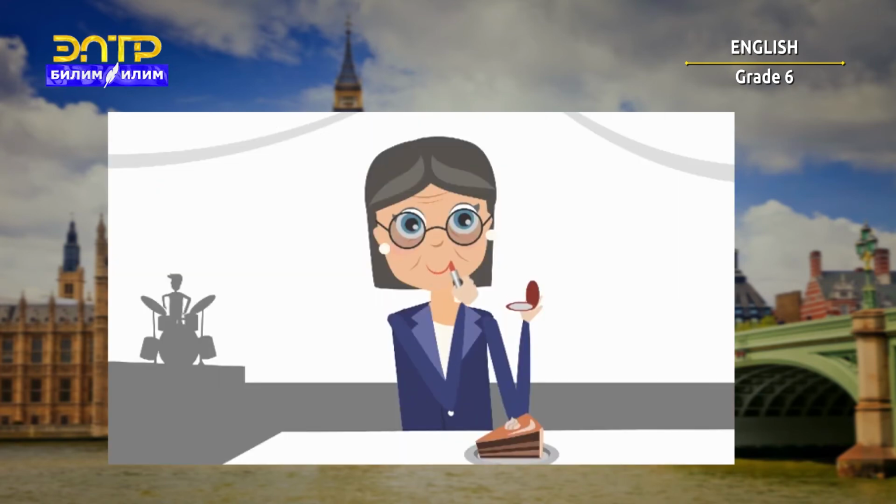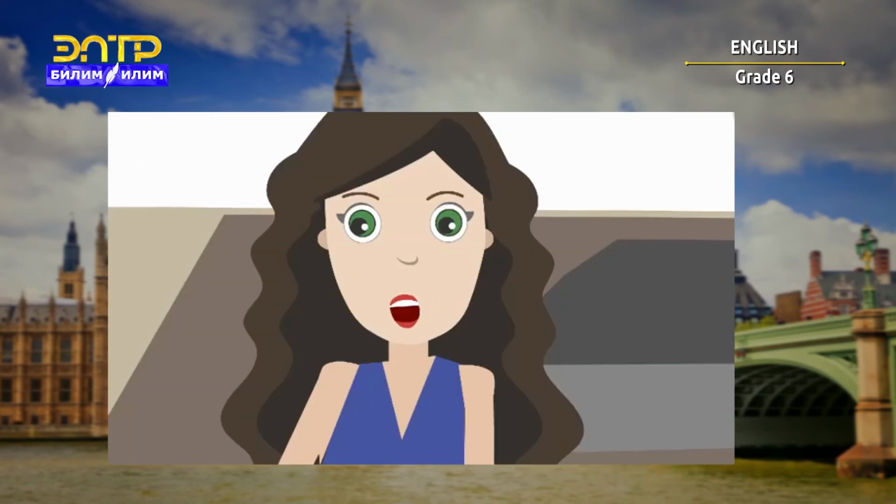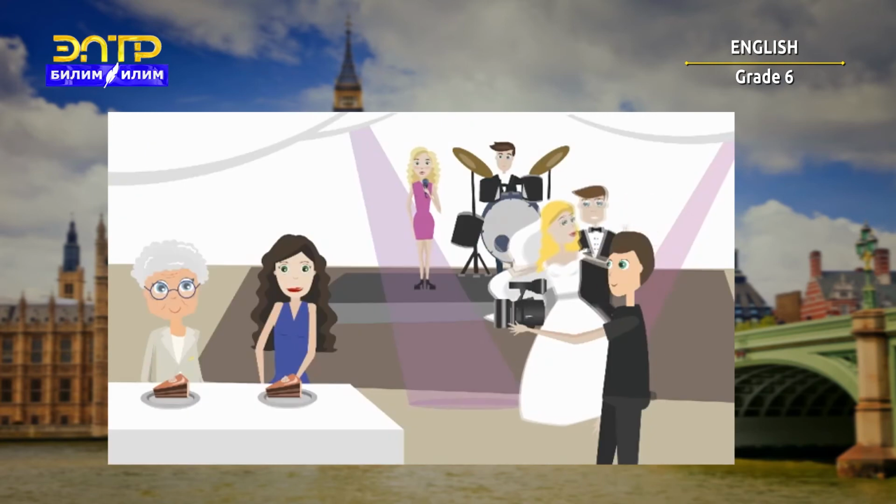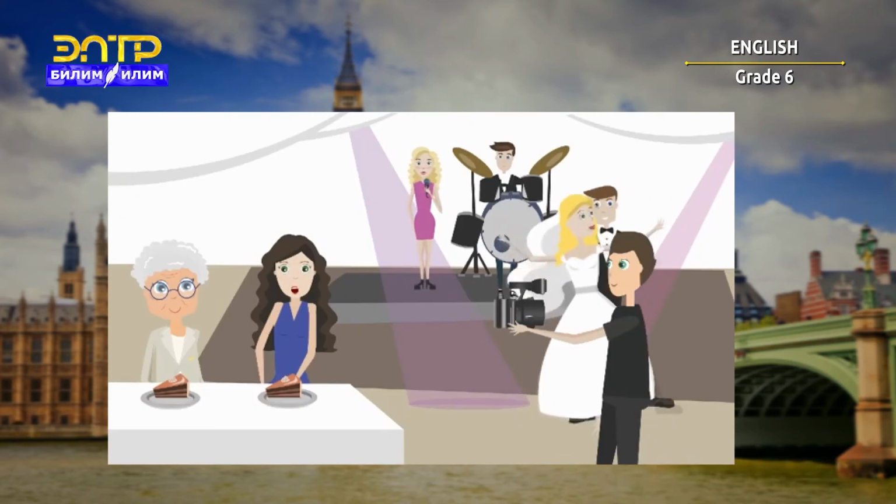Grandma, who's the lady putting lipstick on over there? Oh, that's Mavis. She's the girl I went to school with all those years ago. Oh, yes. I've seen the photos Mum and Dad have at home. Oh, by the way, who's taking photos of the wedding? The photographer. He's over there.